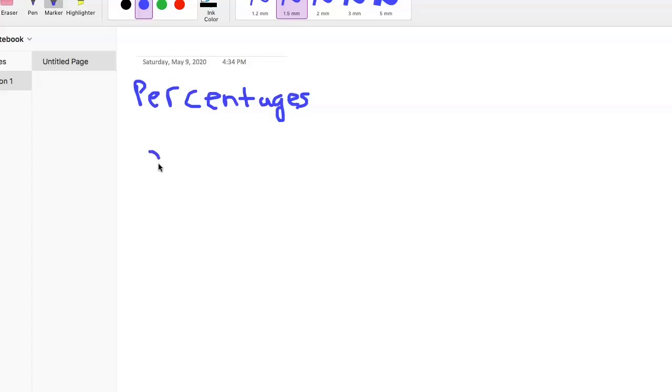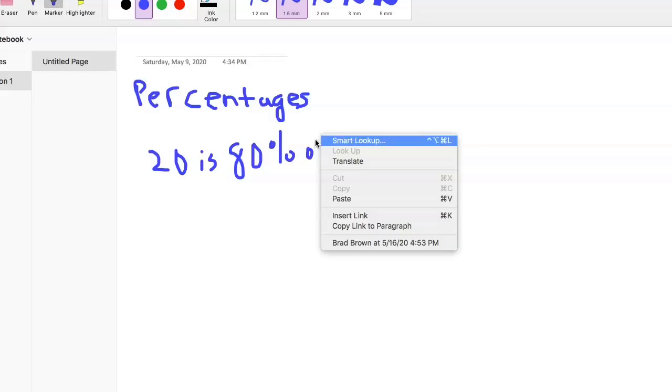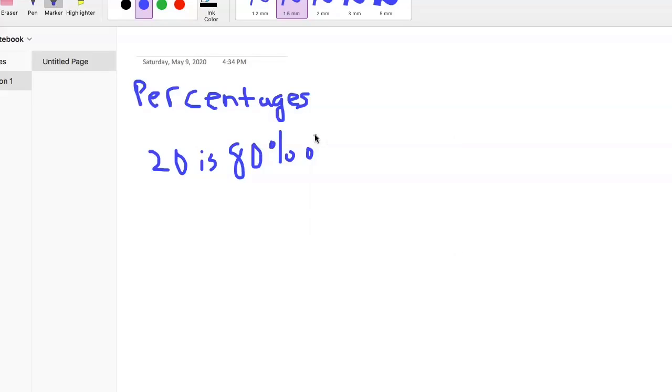All right, so here's a question. 20 is 80% of what number? Isn't it nice that they just word it so confusing like this? Just getting used to the language of math, honestly. 20 is 80% of what number?